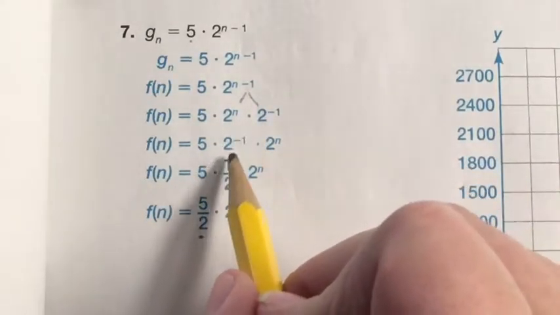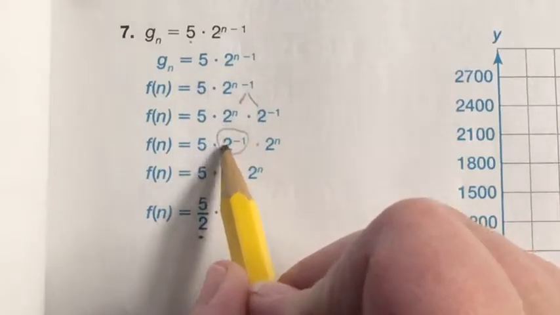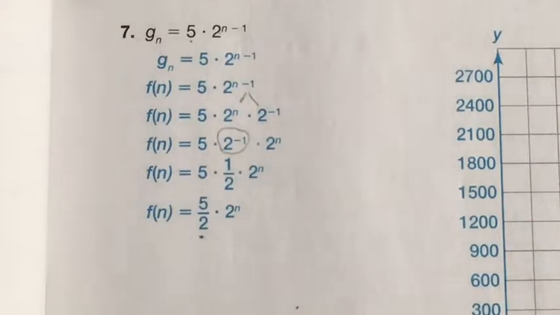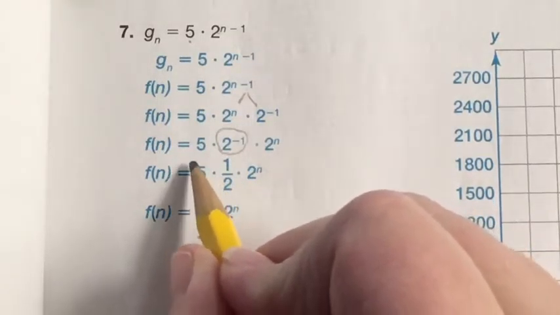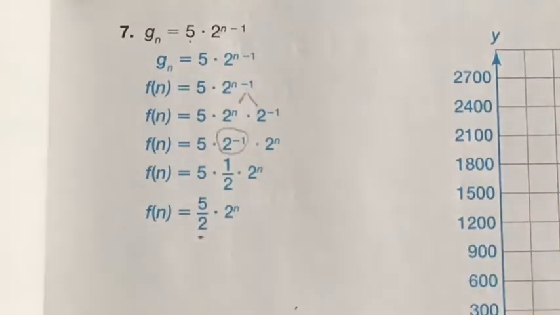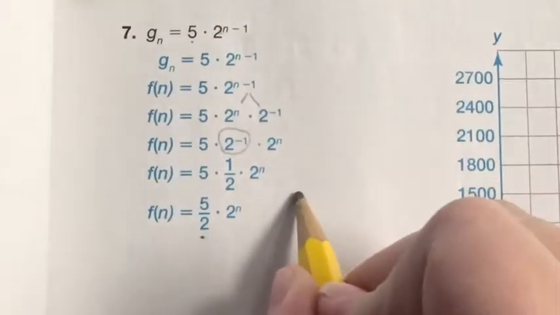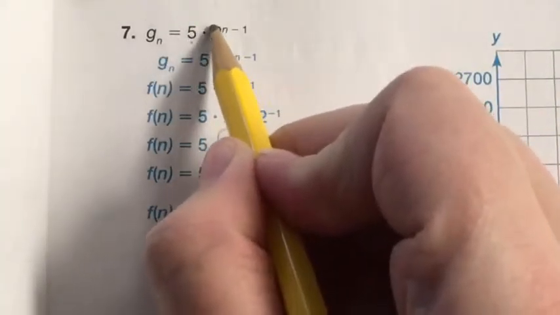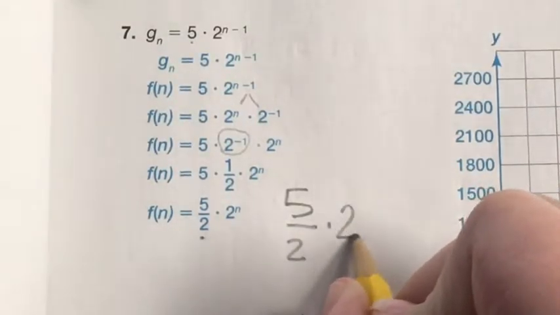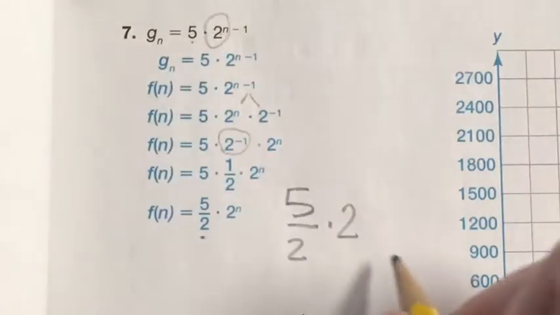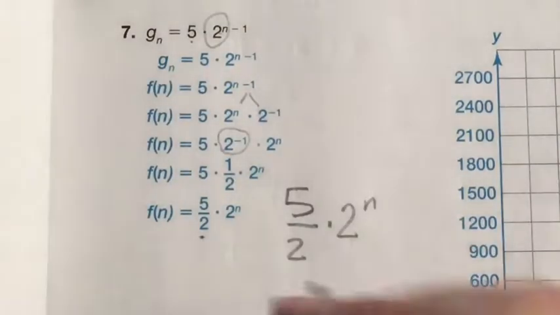But then they rewrote them. And what is anything to the negative 1? What does that negative 1 do to it? It flips it, right? So it's 1 over 2. And then when you do 5 times 1 over 2, it's 5/2. So the shortcut version to this is you're going to take the first number, and that goes on top. The number that's right here goes on bottom. And then times this number, just this part, 2 to the n. And so that would be the function.